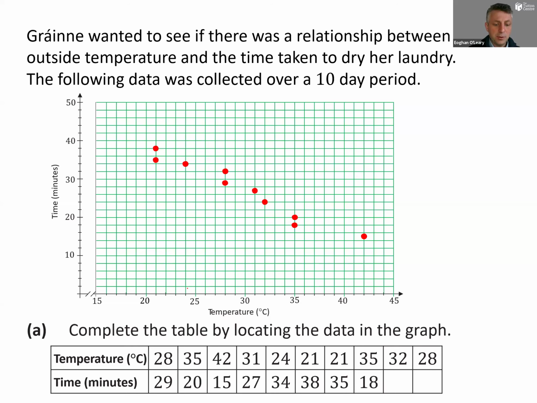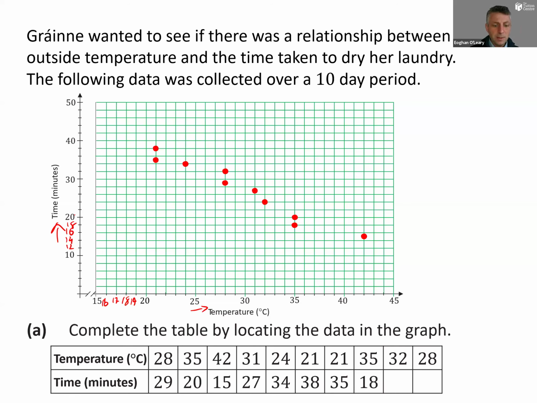We have the temperature axis down here, and the time axis is your vertical axis. So your horizontal axis is the temperature. One thing to take into account is that the units on the horizontal axis are increasing by 1 each time, but on the vertical axis the gap is 2 each time. So you just have to take that into account.